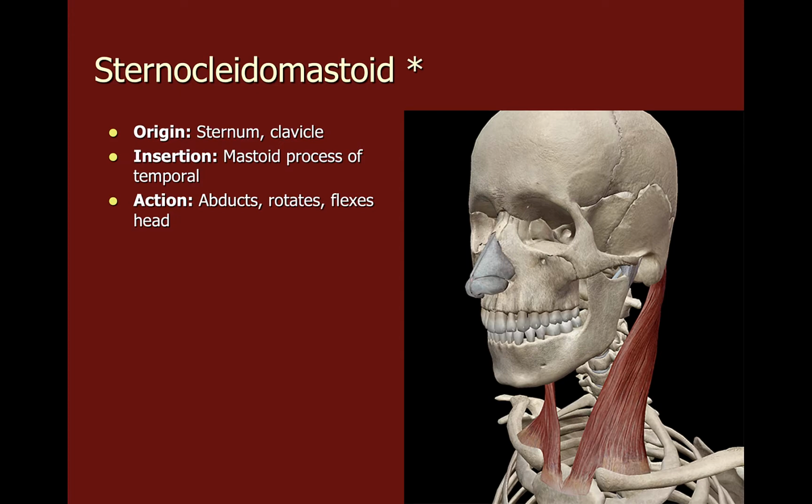Sternocleidomastoid. That's such a cool name for a muscle. Sternocleido, sternum and clavicle, and mastoid. Remember our mastoid process on that temporal bone. So we're going to originate down here on our sternum and our clavicle, and we're going to insert on the mastoid process. This is going to abduct, rotate, and flex our head.